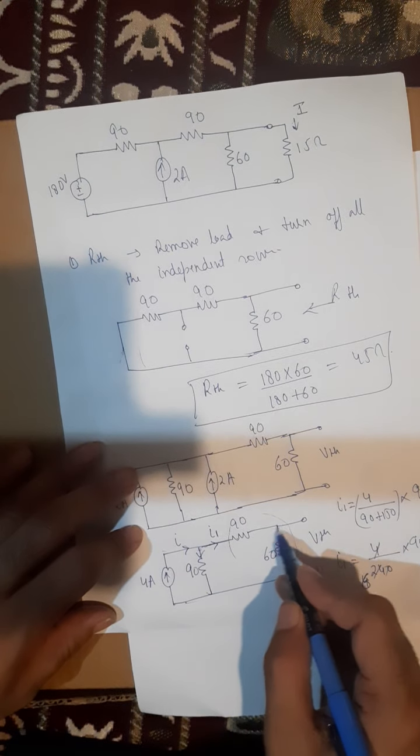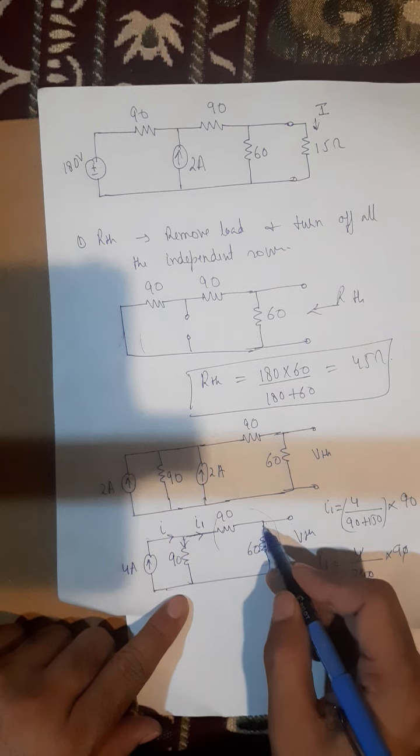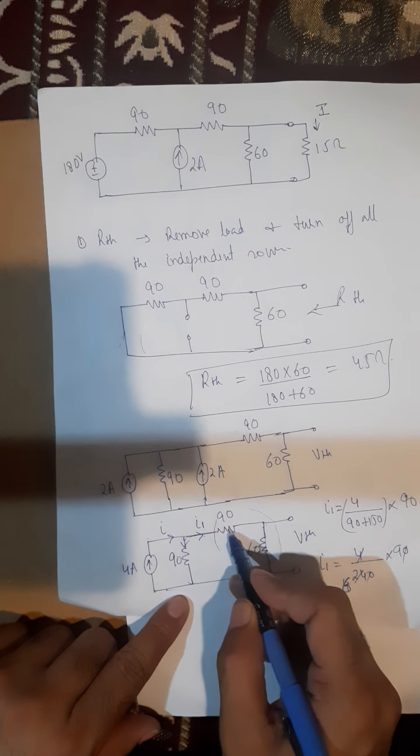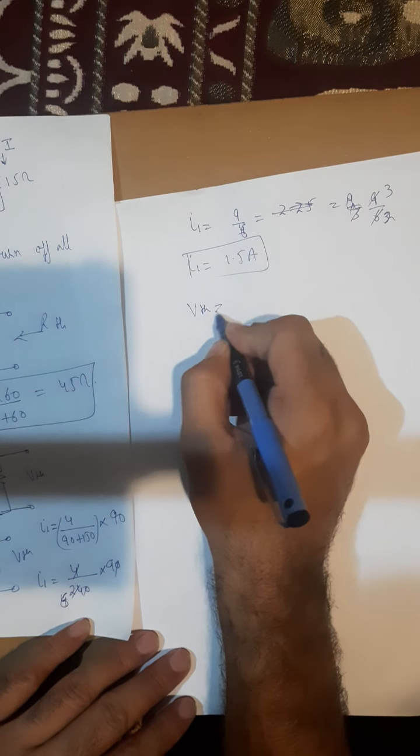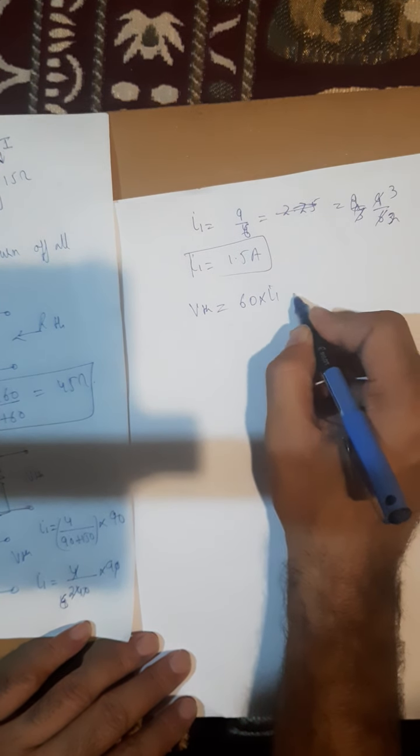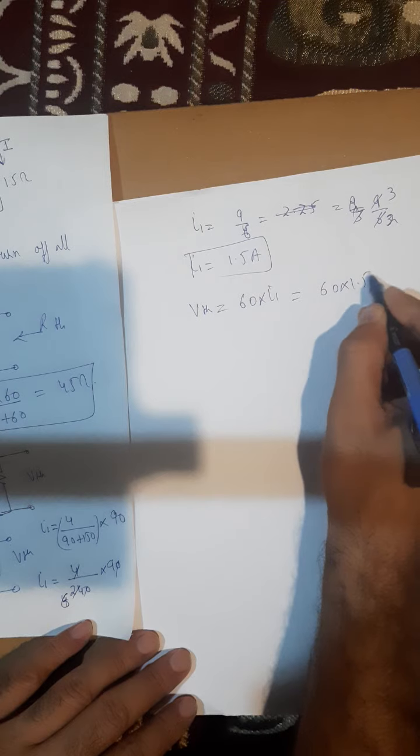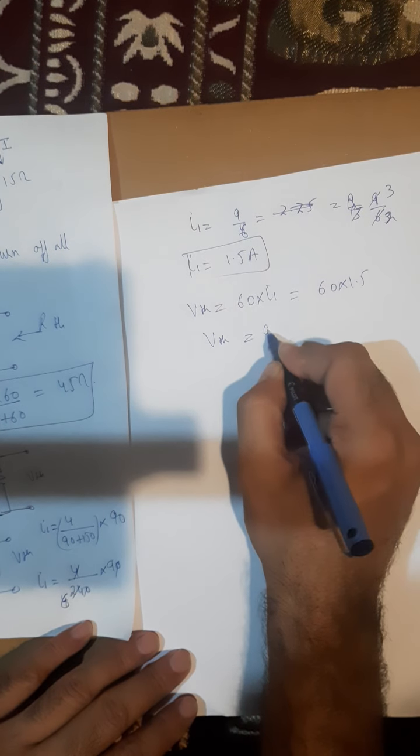So you calculated I1 that is flowing here. What is VTH? VTH is the drop across the 60 ohm. This I1 will flow in 90, then it will flow in 60. So VTH is nothing but 60 multiplied by I1. So 60 multiplied by 1.5, VTH will be equal to 90 volts.